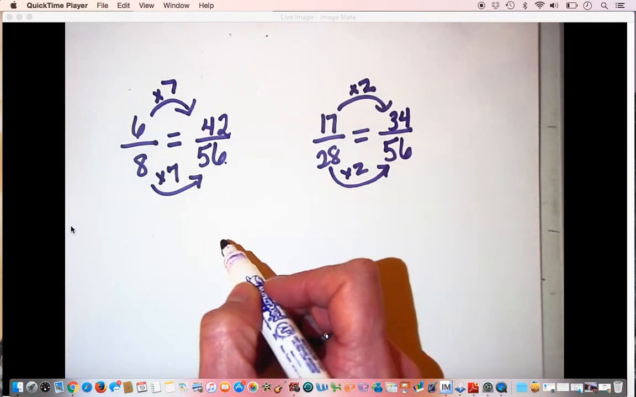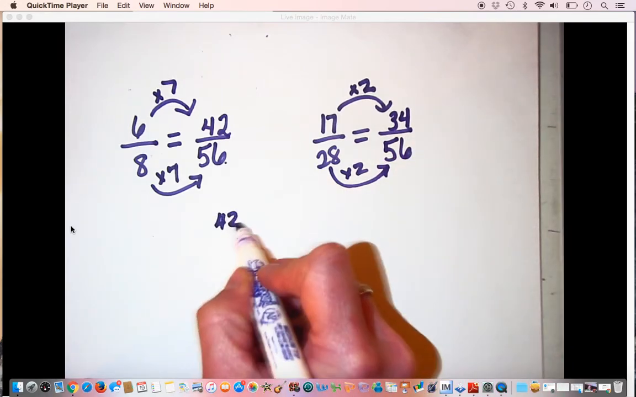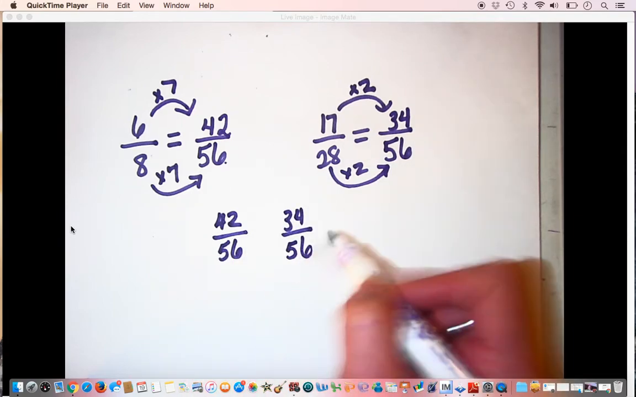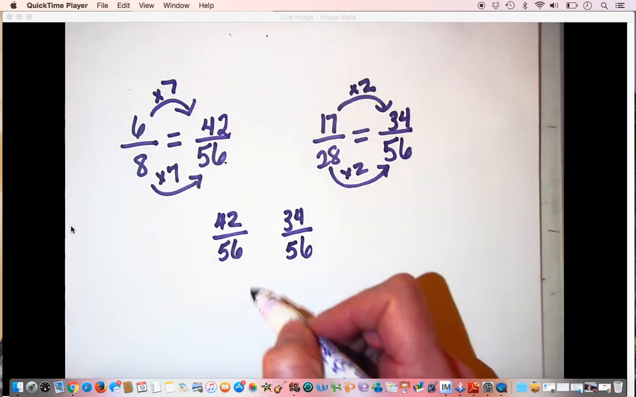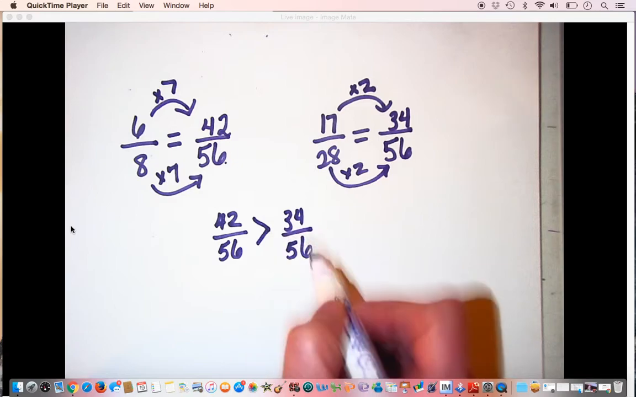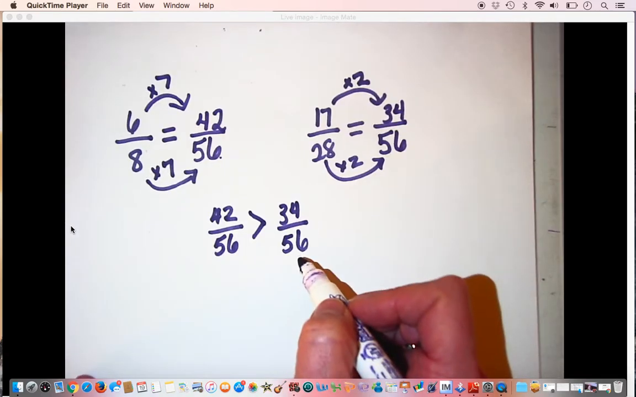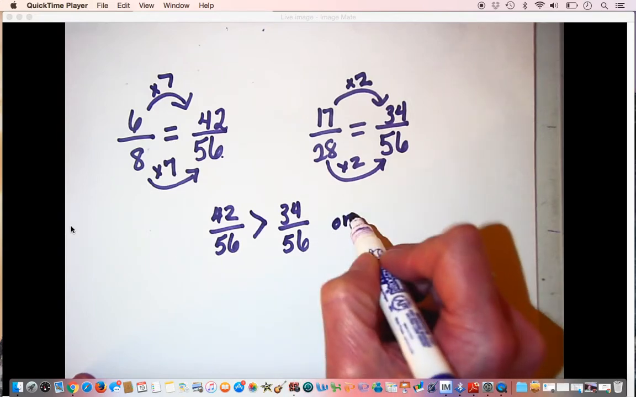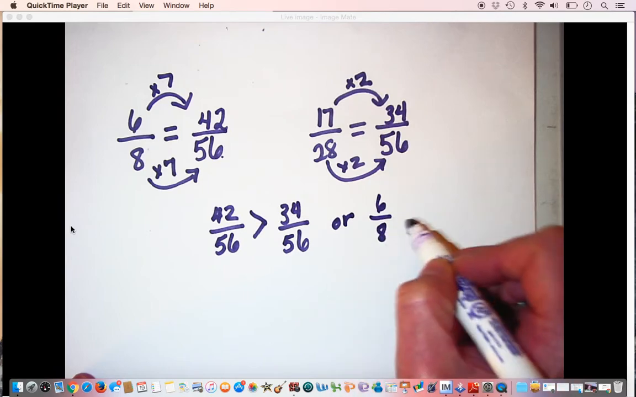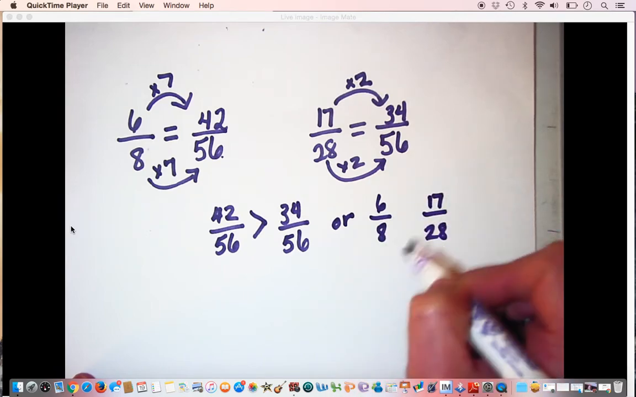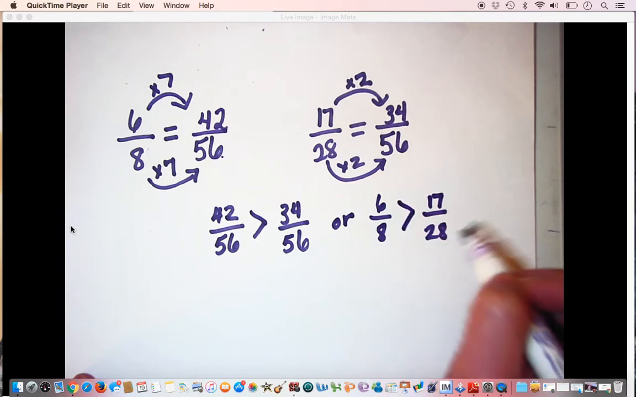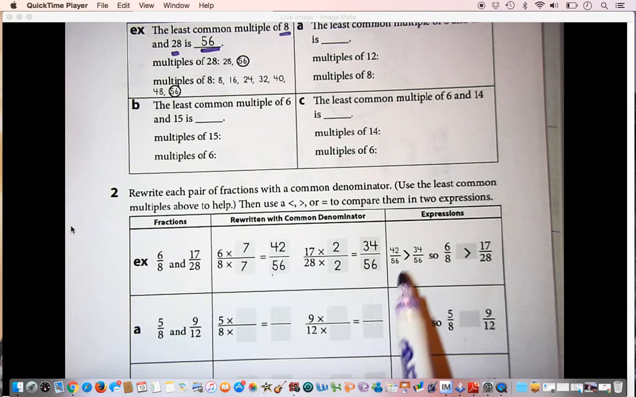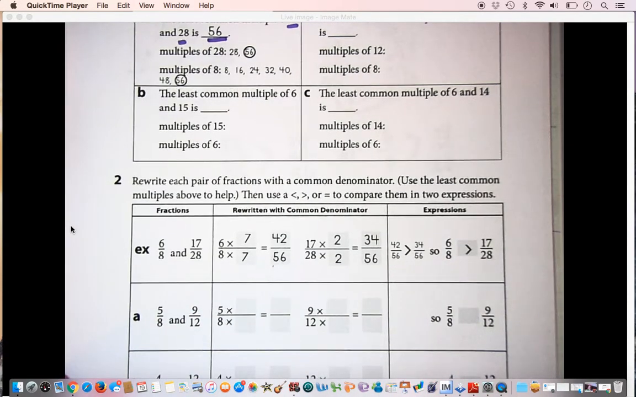So now I'm going to go ahead and compare those fractions. So I'm going to rewrite it right here. And I can see that 42 over 56 is greater than 34 over 56. And so that also means that if I rewrote the fractions here, we could write that 6 eighths is greater than 17 over 28, which is what is being written right here. So that's how you do number 2.